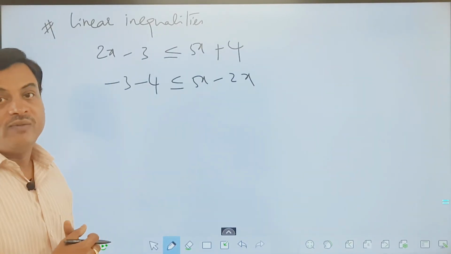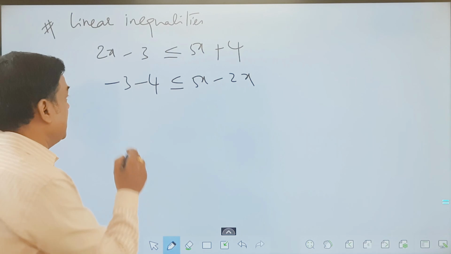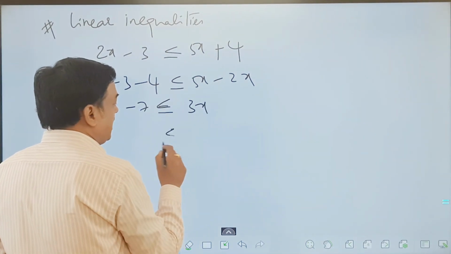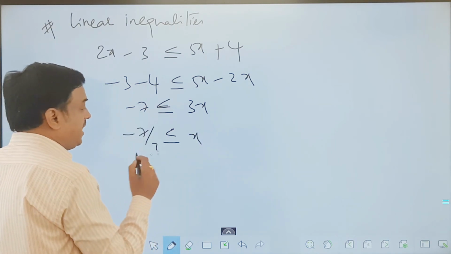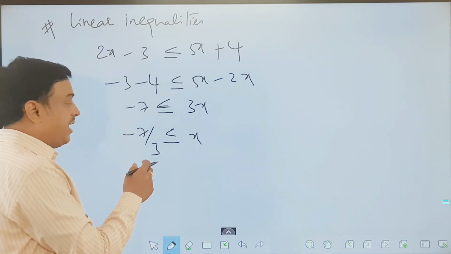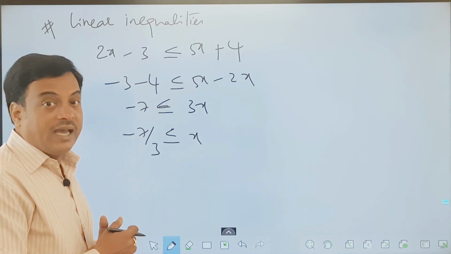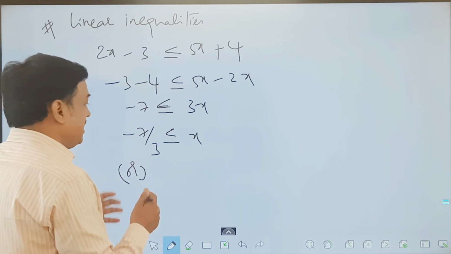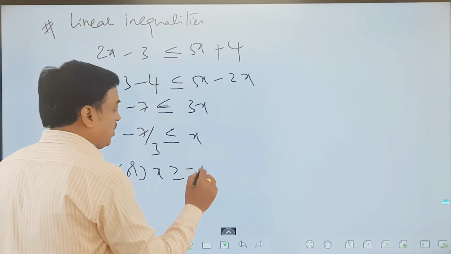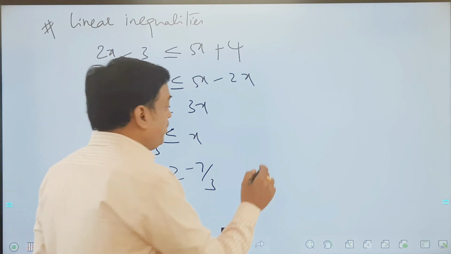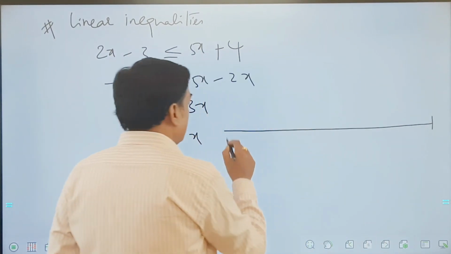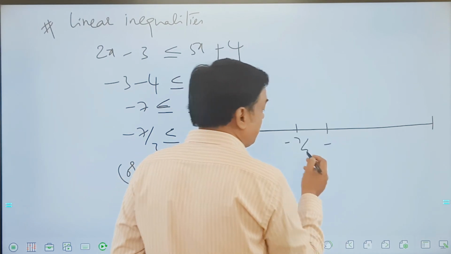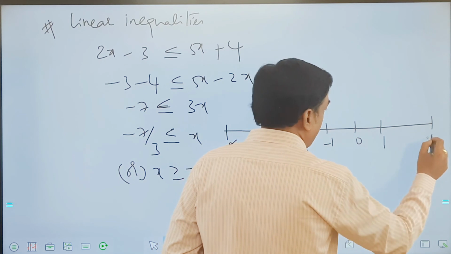I got both the variable values on one side and constants on other side. It is going to be minus 7 less than or equal to, you have 3x, and less than or equal to x is equal to minus 7 by 3. So you can say minus 7 by 3 is less than or equal to x, or this can be also written, in case if you are not following this, it can be also written as x is greater than or equal to minus 7 by 3. And how do we represent this, friends? Two methods: minus infinity, minus 7 by 3, minus 1, 0, 1 and plus infinity.